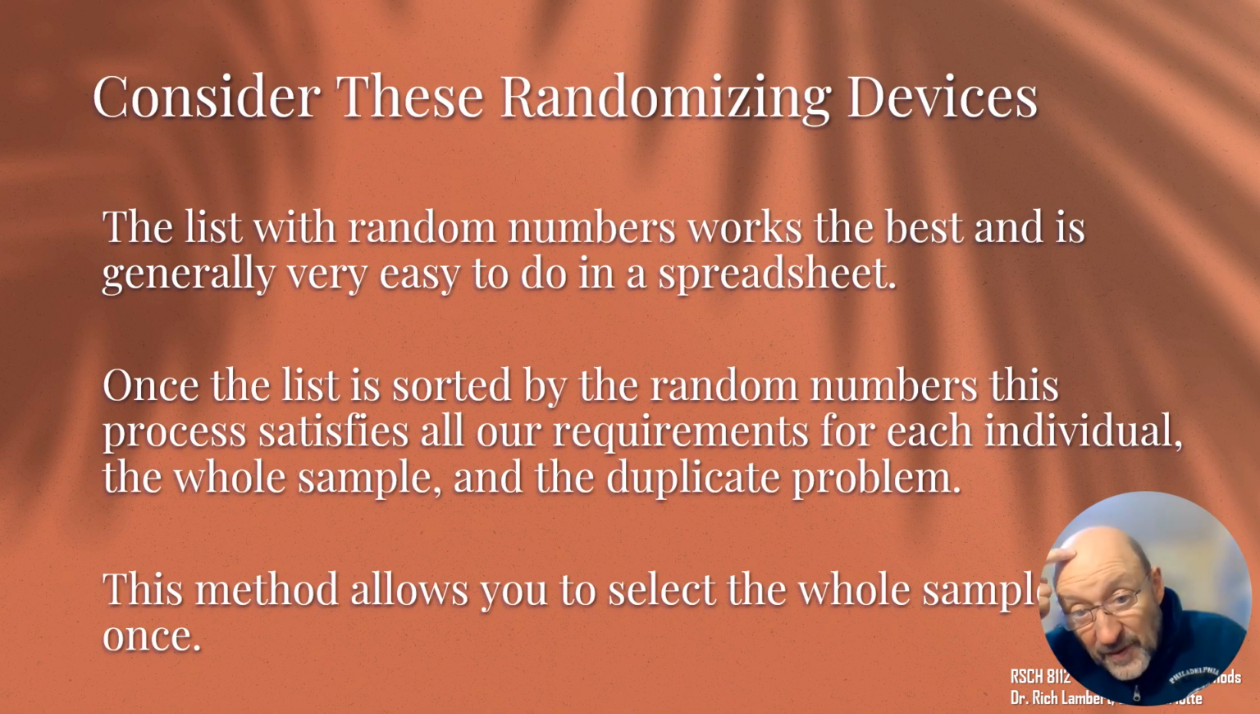So the list with random numbers works the best and is generally easy to do in a spreadsheet. Once the list is sorted by the random numbers, this process satisfies all our requirements for each individual, for the whole sample, and for the duplicate problem. So this method allows you to really take the whole sample all at one time. And so it really works the best and is actually fairly easy.